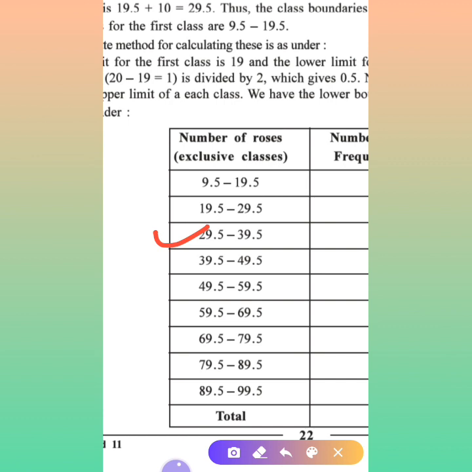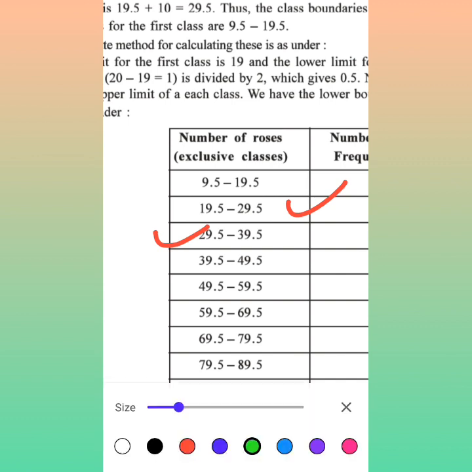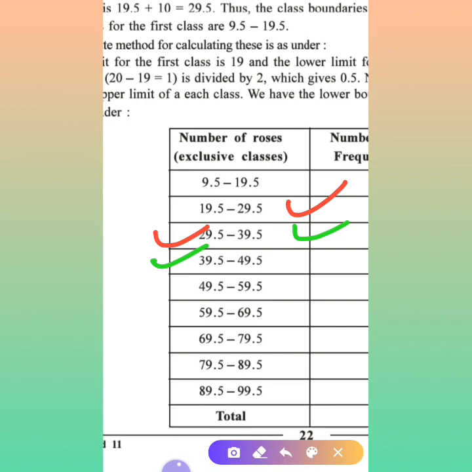Now see, this is the exclusive frequency distribution, because the limits are the same. So we have converted the inclusive into the exclusive one. That's why the first class would be 9.5 to 19.5, then 19.5 to 29.5, 29.5 to 39.5, and it will go on till 89.5 to 99.5.